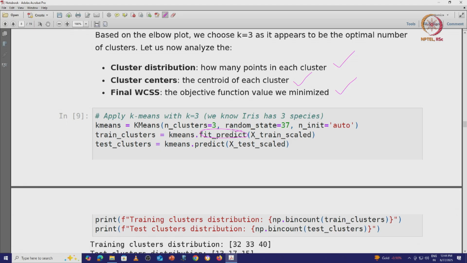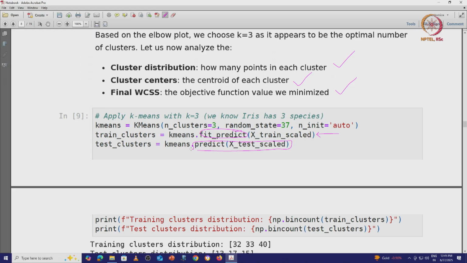So we have to find the cluster centers, and that's what is happening here. Once the cluster centers are known, any new points, which is what we are doing with the test data, for every point you can find out which center it's nearest to.